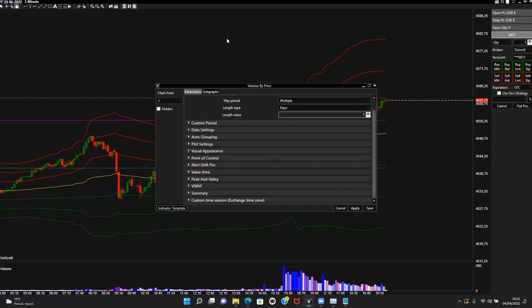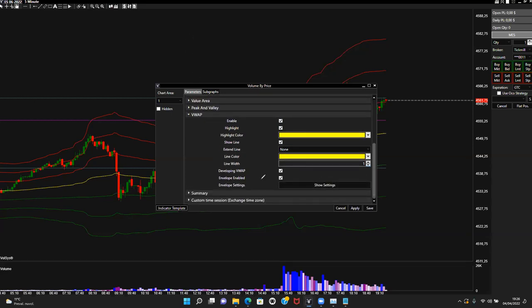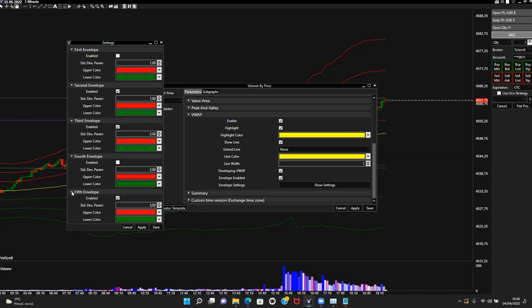And as you can see here, we have the VWAP option at the end of its available options. If we open the option, all we have to do is enable and highlight what the VWAP value is. Also, we have to enable the show line option and the developing VWAP option as well, with the envelope. In this case, we can choose by clicking here on show settings which envelope we want to enable or not.